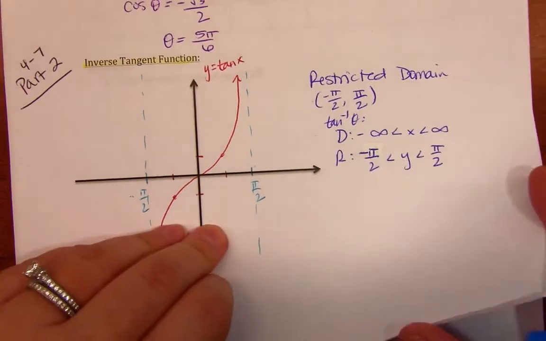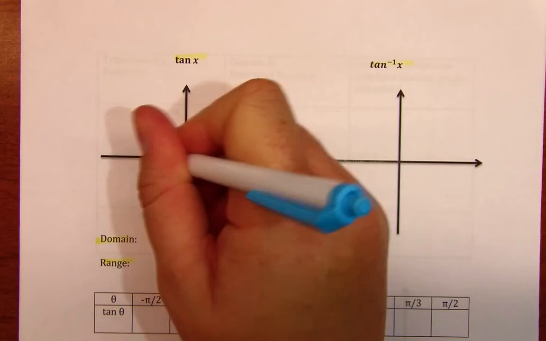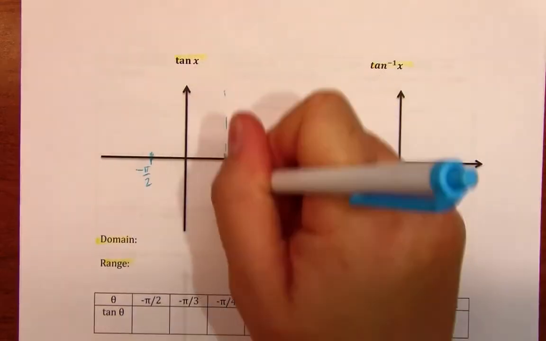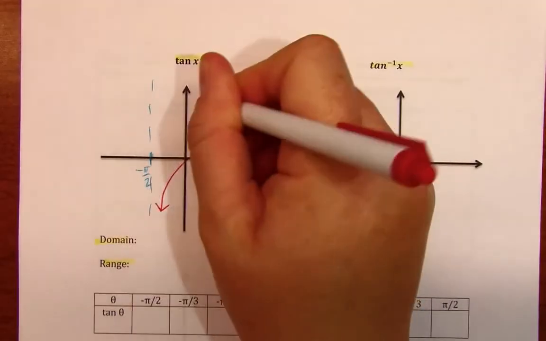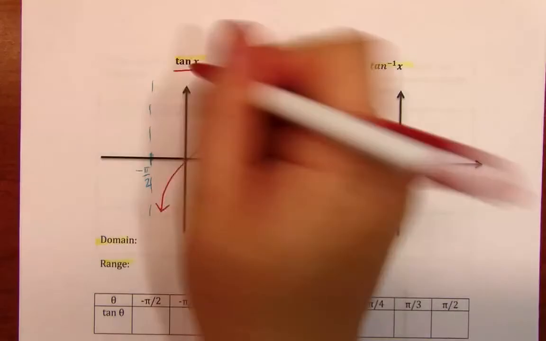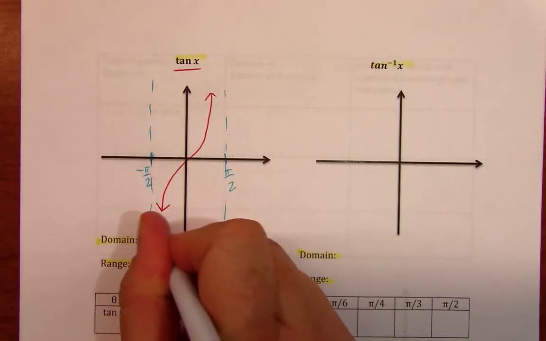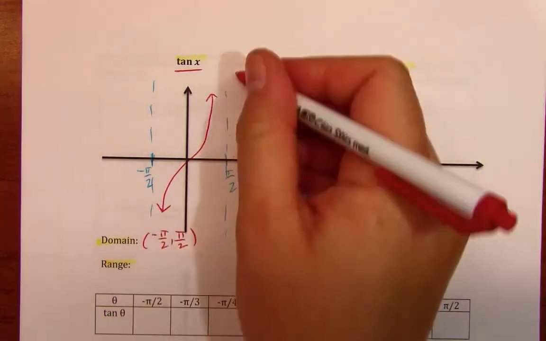So let's kind of summarize and take a look at some of the information that we've used here. Let's look at tangent of x. I'm just going to copy that graph that we just looked at. We have asymptotes there, and this is what tangent looked like. So this is for tangent. Our domain is from negative pi over 2 to positive pi over 2, not including those values. And our range was negative infinity all the way up to positive infinity.